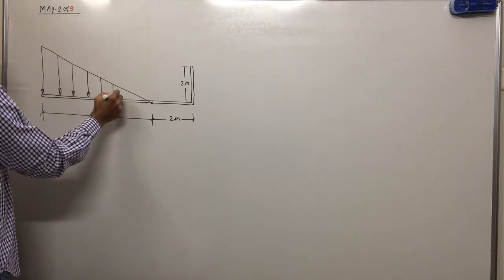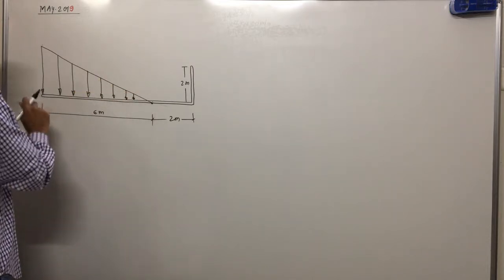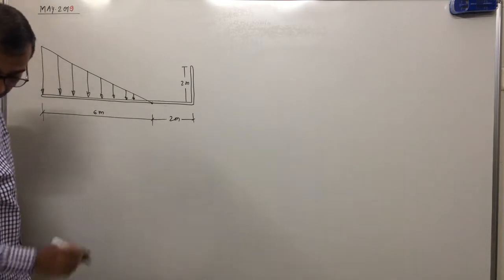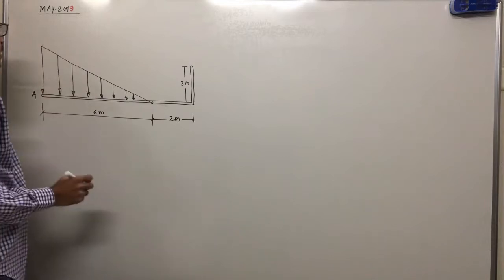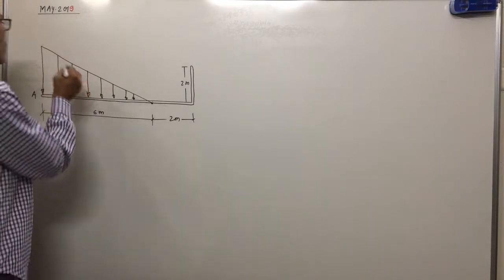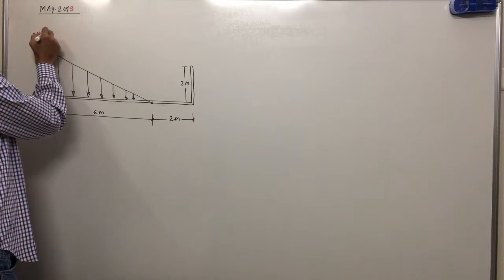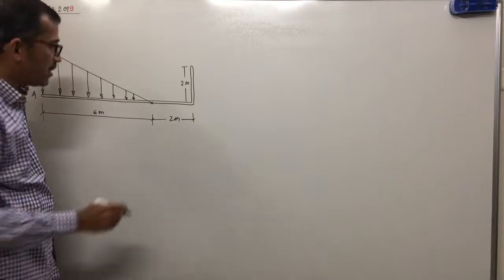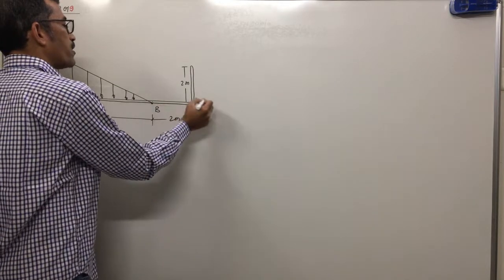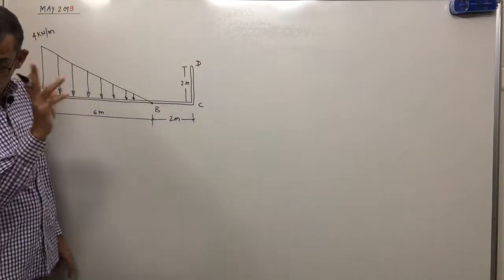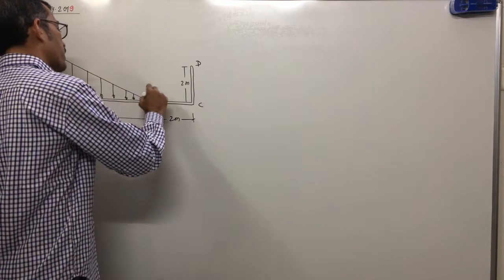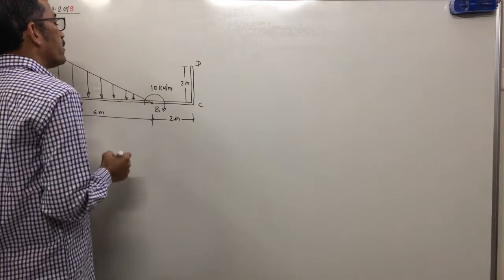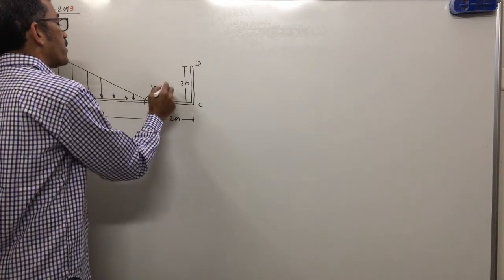What is the magnitude of UVL at the left end? What is the name given to the left end? That is A. Then magnitude of load is how much? 4 kilonewton per meter. Name of this point is B. Name of this point is C. Name of this point is D. At B there is one couple acting. How much? 10 kilonewton meter. Not per meter, kilonewton meter.